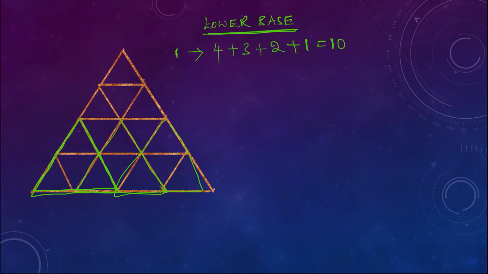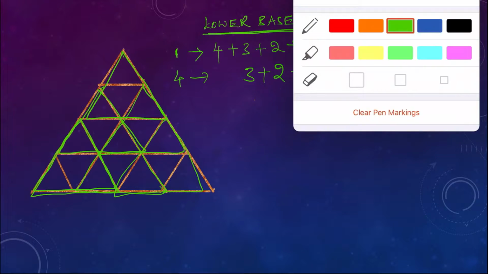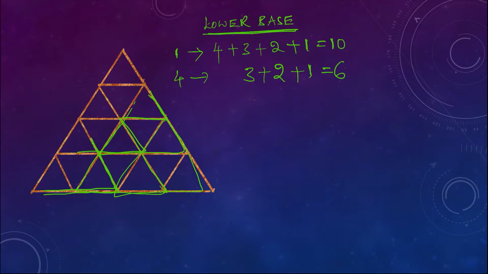So here 3 are there. 4 small triangle combinations, 3 and then 2. Go to the second row, 2 and then at the top 1. So total 6 are there.